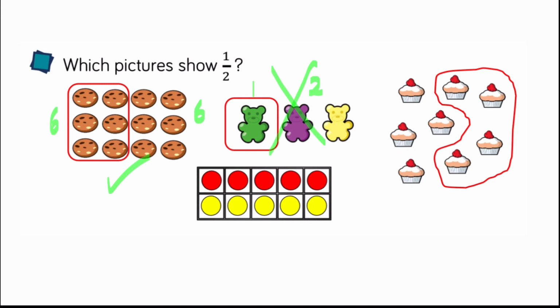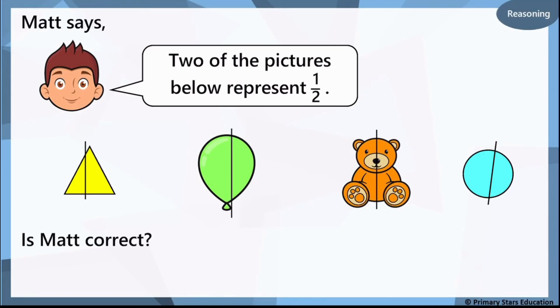Let's look at our cakes. We've got 1, 2, 3, 4 cakes in this part and 1, 2, 3, 4 cakes in this part. Does it show half? Yes. And our tens frame, we've got 5 red counters and 5 yellow counters. Does it show half? Yes. Well done. Let's do some reasoning together.